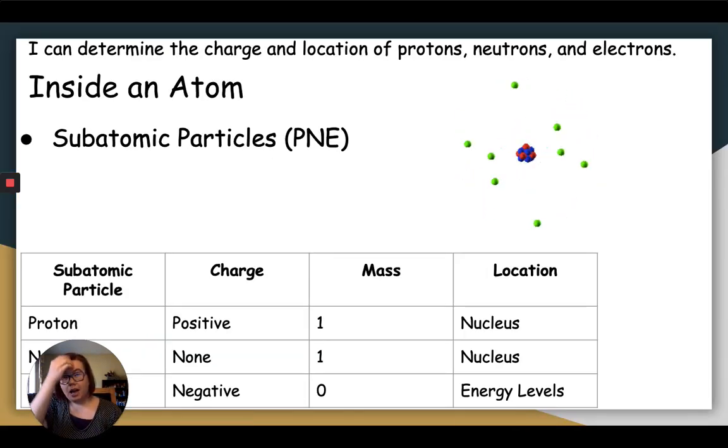So first of all, we're talking about the inside of an atom. Hopefully you already have a decent idea of what an atom is. But inside that atom, we have things called subatomic particles, which if you think about that word, sub means like inside of, and atomic, the atom. So it literally means inside the atom. And we have three of these subatomic particles: protons, neutrons, and electrons.